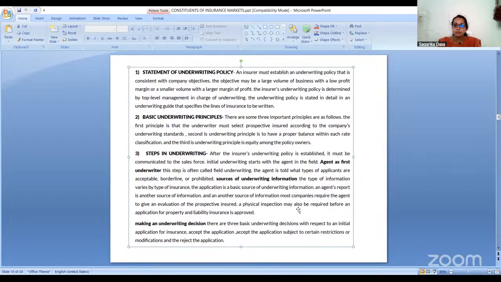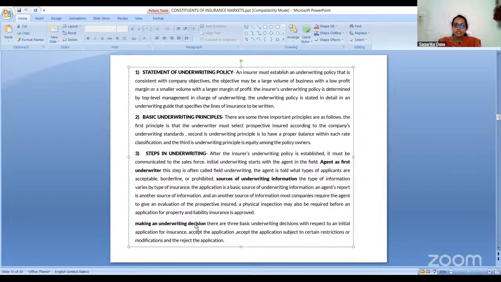A physical inspection may also be required before an application for property and liability insurance is approved. Before approving the property insurance or liability insurance, say for example, if you are taking insurance for a mobile, we should have the mobile first with us, then only we can go with the application of mobile insurance. So who will verify? It is an underwriter who will verify through the physical inspection of the particular mobile. Like that, examples. So these are the steps involved in the underwriting of policy.